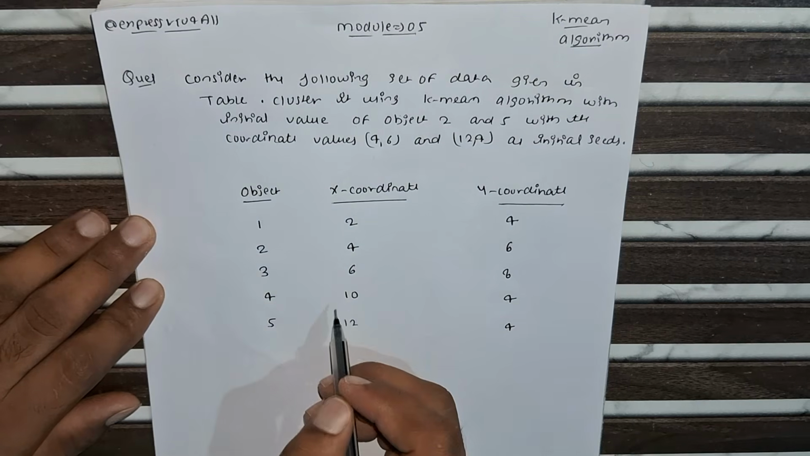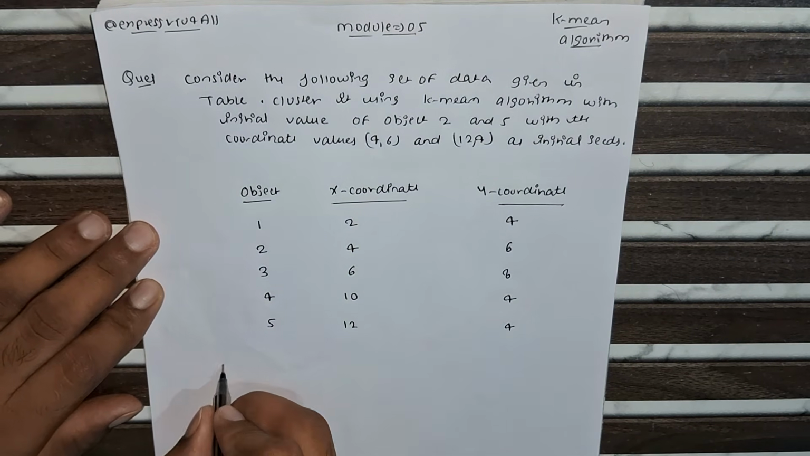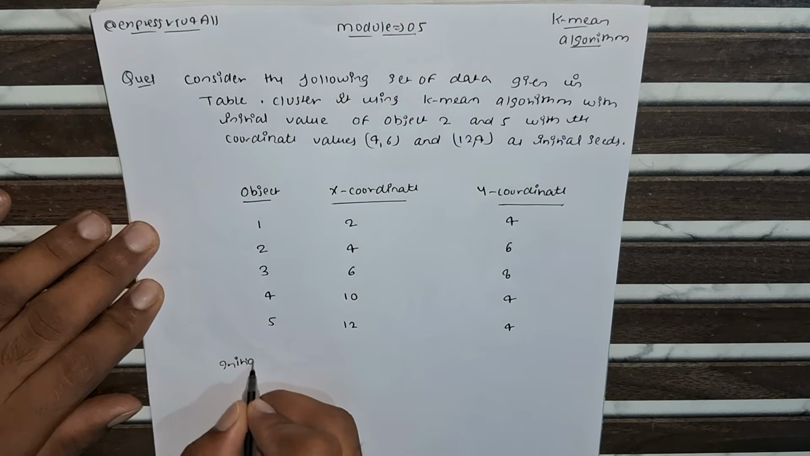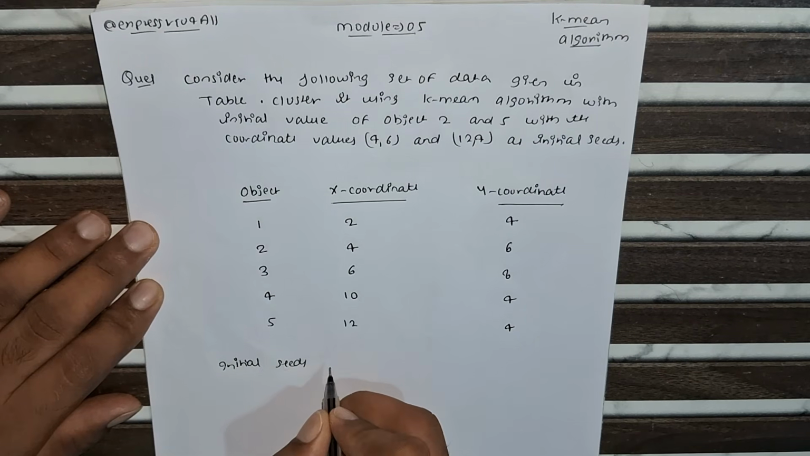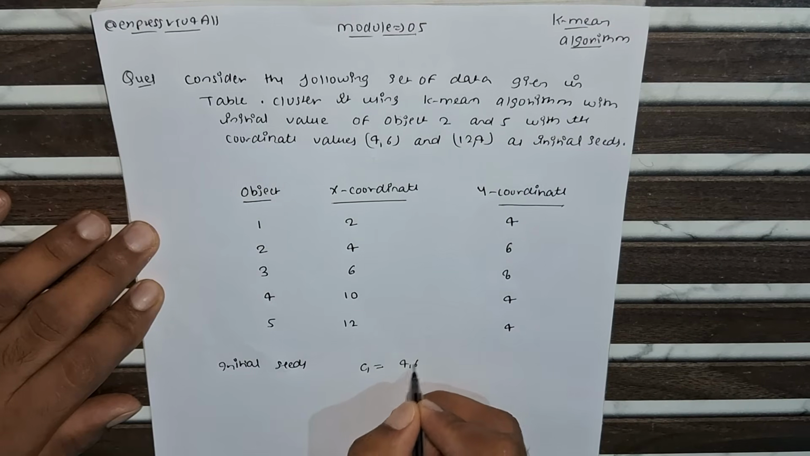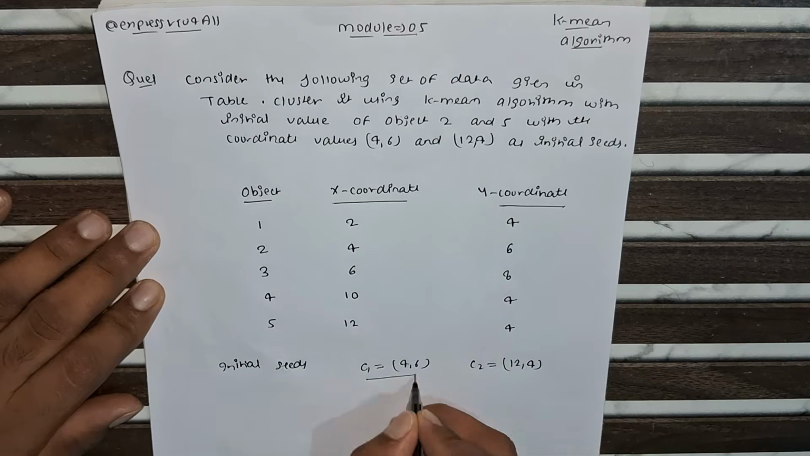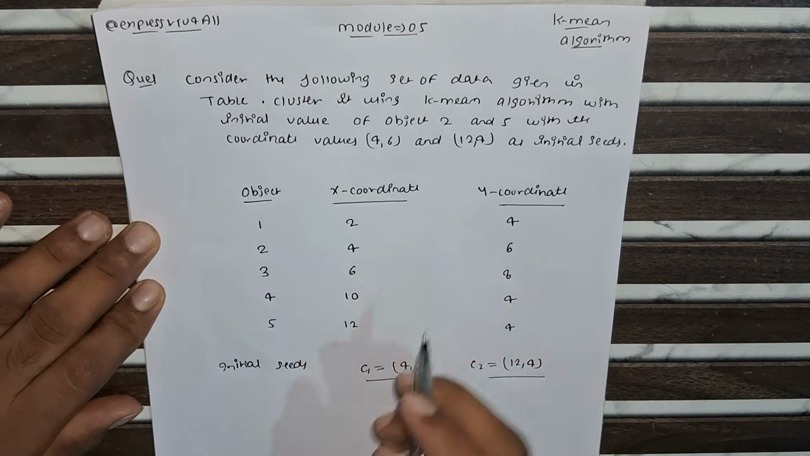This is the table which is given here. These are the objects, x coordinate and y coordinate. So what are the initial seeds? C1 equals 4,6 and C2 equals 12,4. These two are our initial seeds which are given in this question.